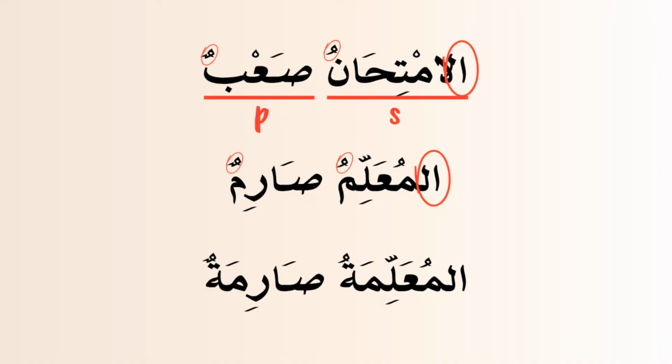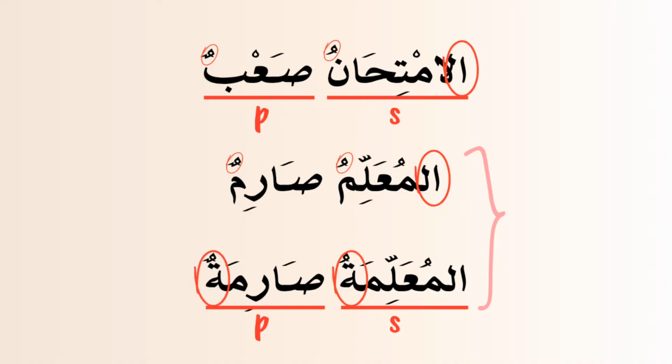Now, let's look at this one last example. المعلمة صارمة. The teacher is strict. Try to identify the subject and the predicate. Observe the endings closely. Yes, the subject is المعلمة and the predicate is صارمة. The last two examples mean almost the same thing, but can you spot the difference between them? Yes, we added تاء مربوطة to both the subject and the predicate in the last example.